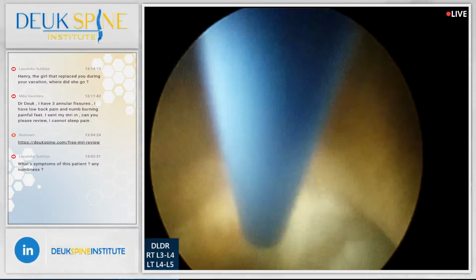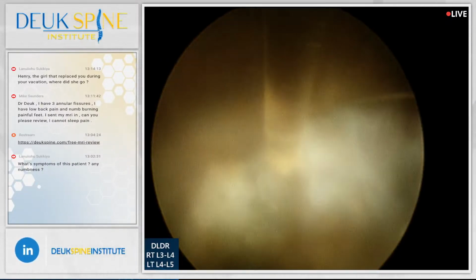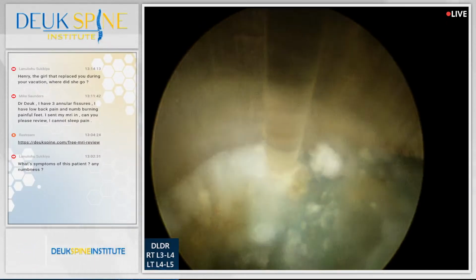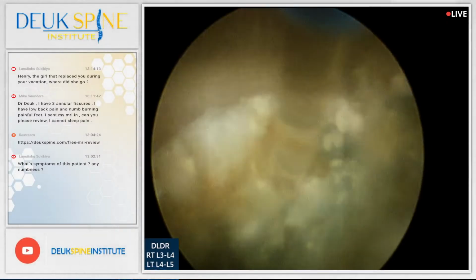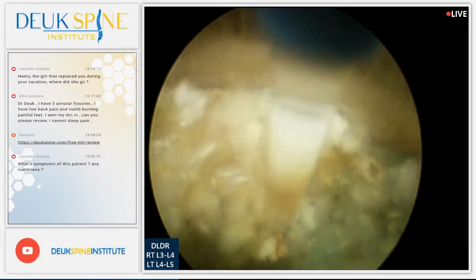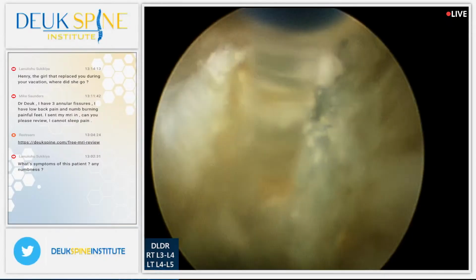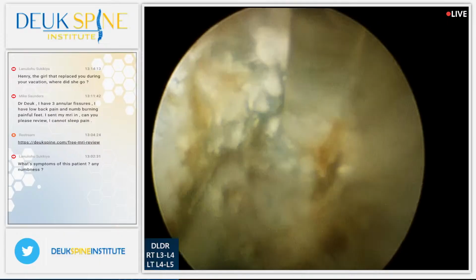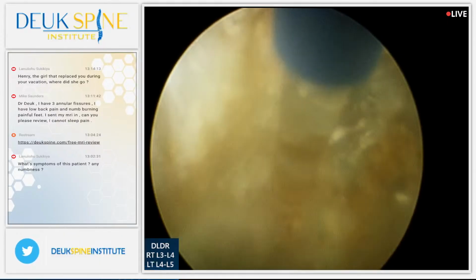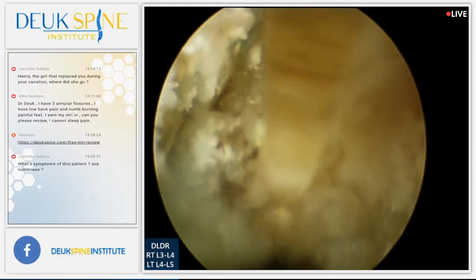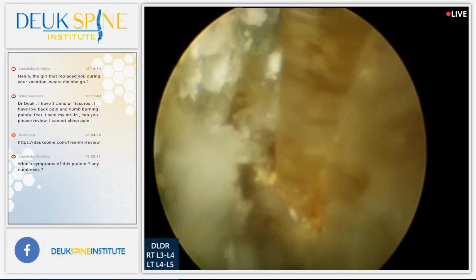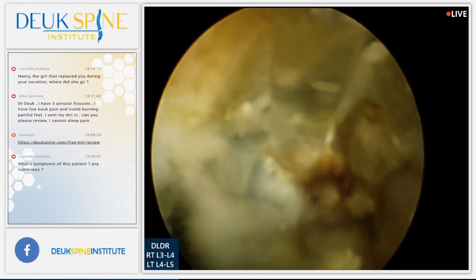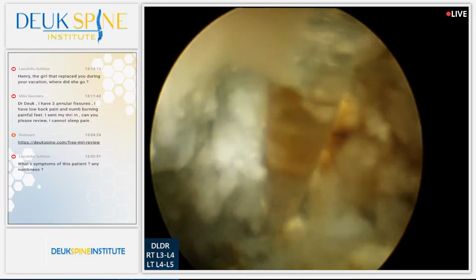We're just about done. This was a massive tear at L3-4 with all this blue stuff, herniation, stuck in the tear. Remember, the front tears and side tears do not cause any symptoms. It's only the back tear, the tear in the posterior. And that's because of the innervation of the disc.